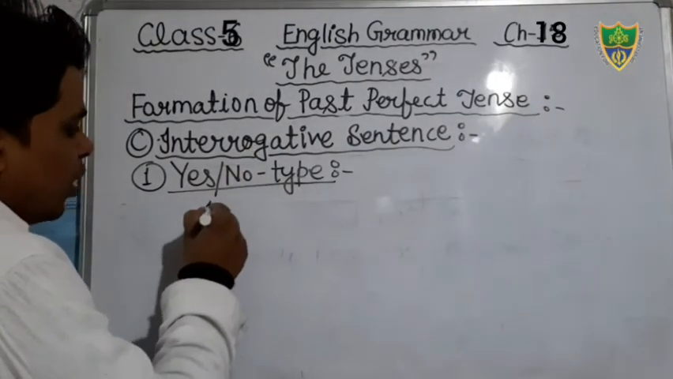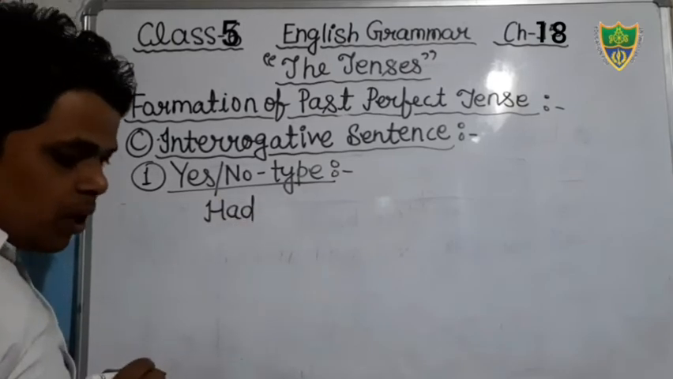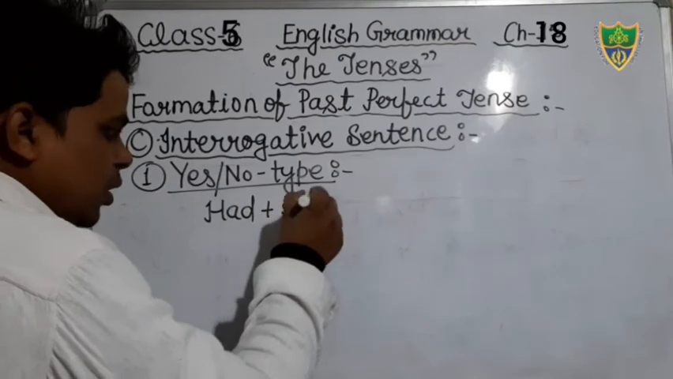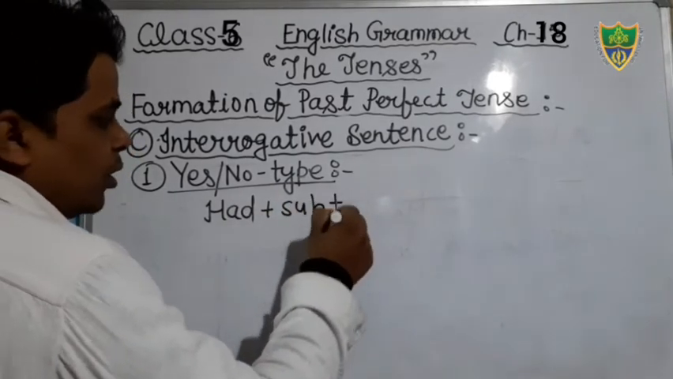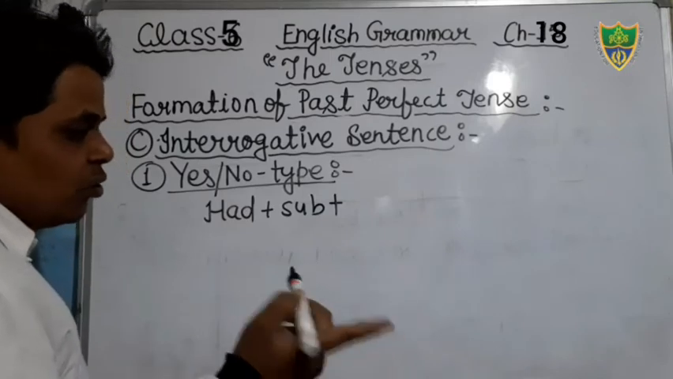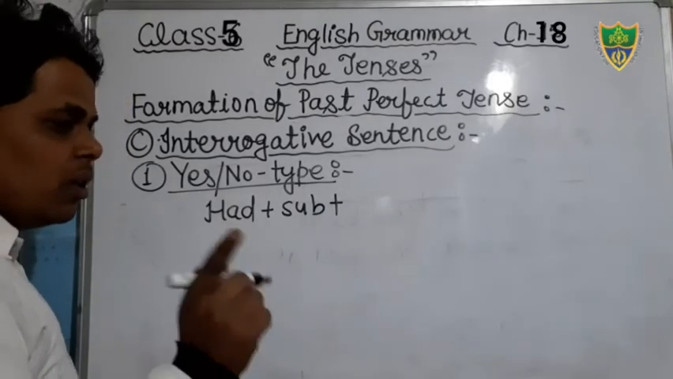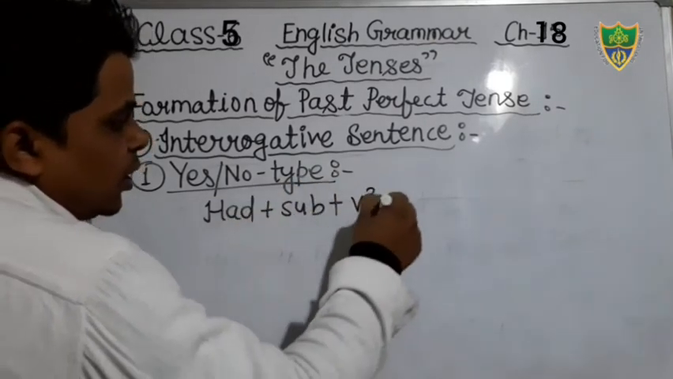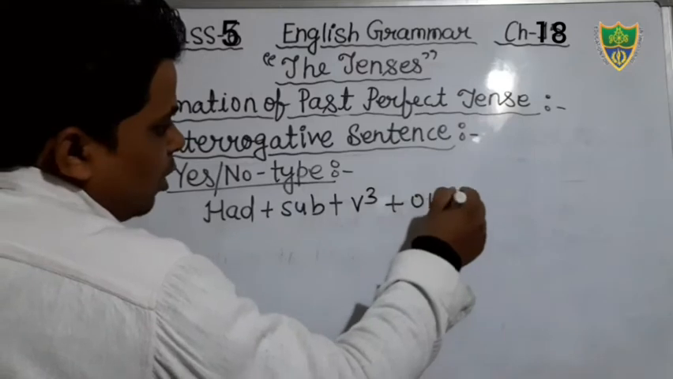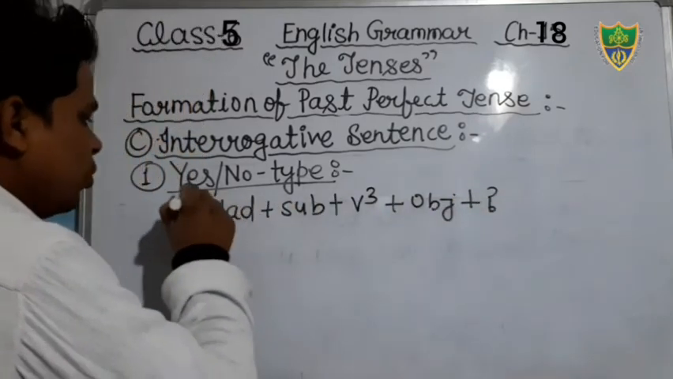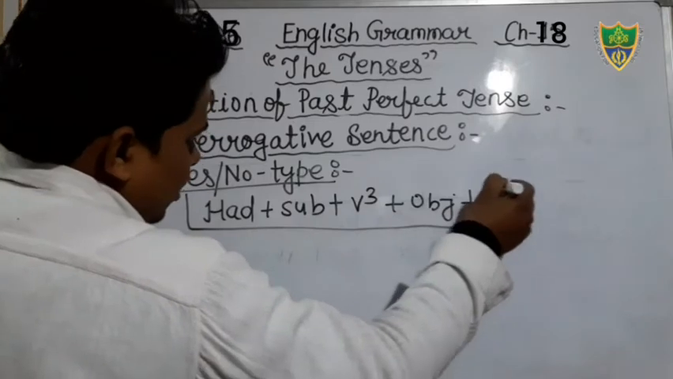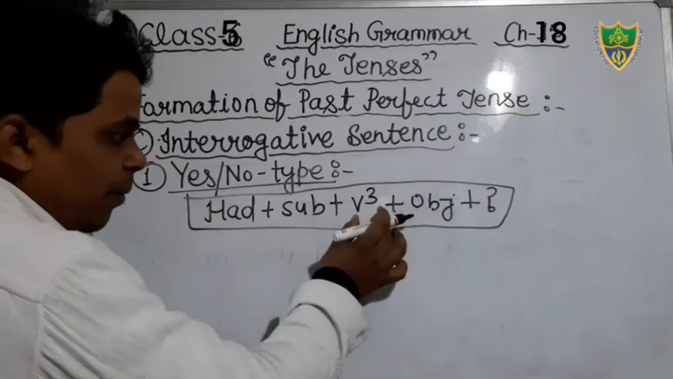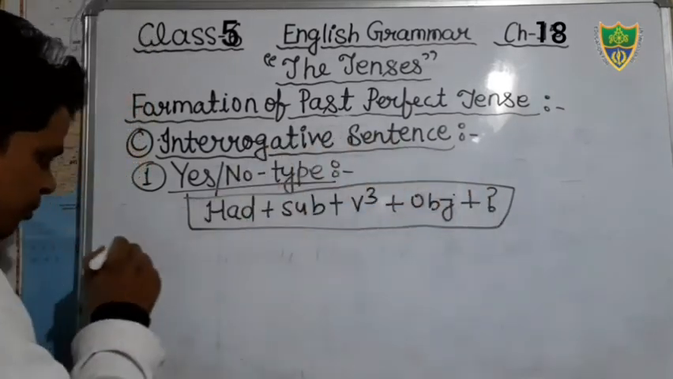Helping verb, you all know, is had. In the beginning of the sentence we will write the helping verb had, then the subject, then, if a negative word is there, you can also mention it. If there is no negative word you will not mention it. Had, subject, then the third form of the verb, then the object, then the question mark. This is your structure. Example we can see.